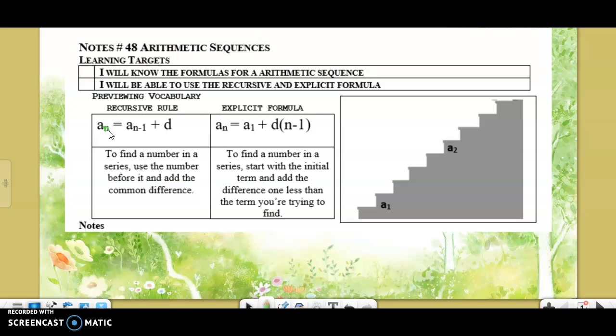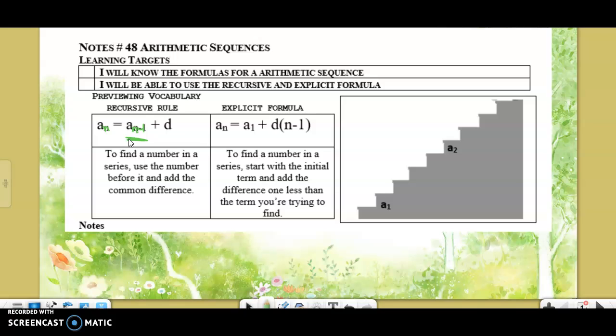And to find that number, we always want to go backwards 1. So we're going to subtract 1. So that's why we do a n minus 1, and then add the difference. This is to find a number in a series using the number before it. So that's what this means here. Go backwards 1, and then just add how much they have in common, or how much they're apart.